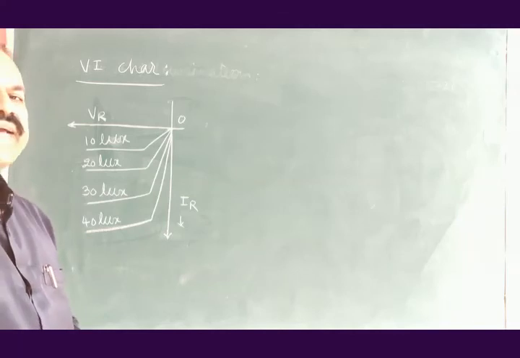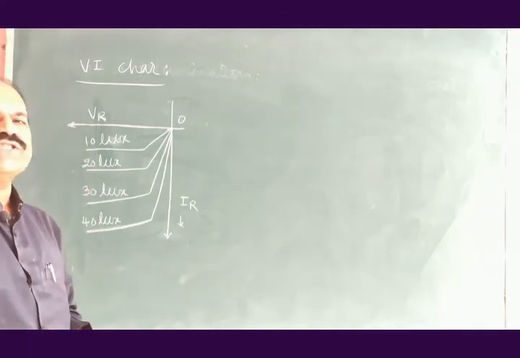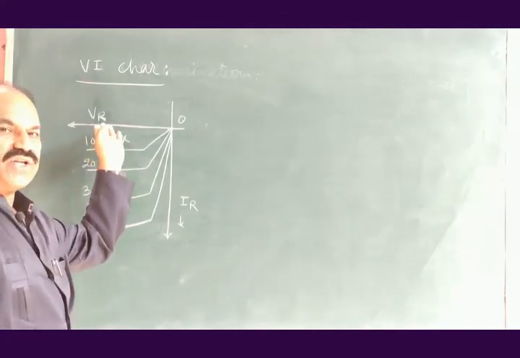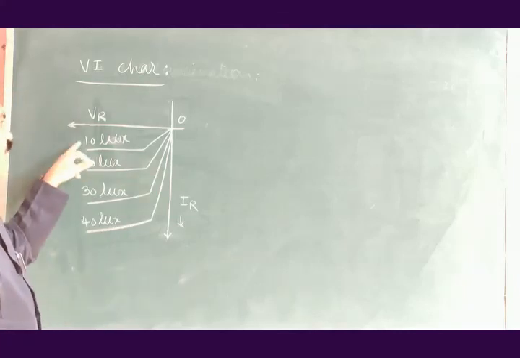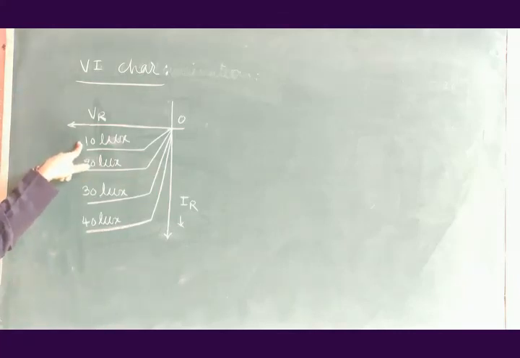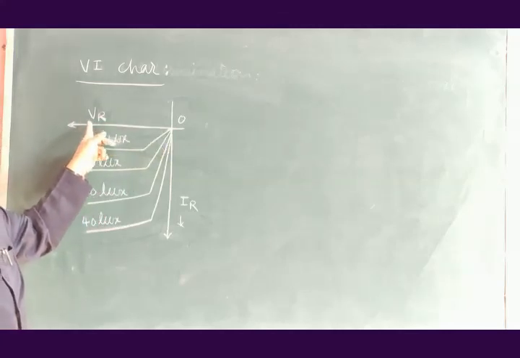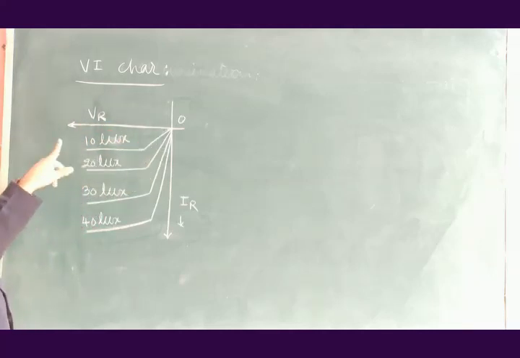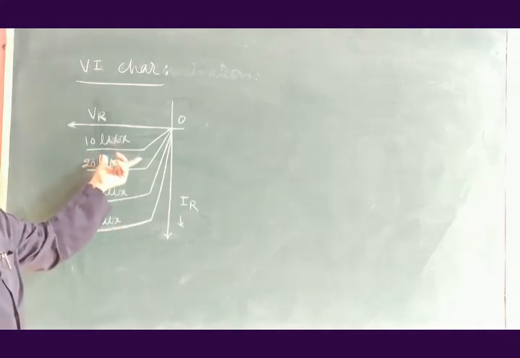So, VI characteristics of photodiode are plotted in this figure. The voltage is taken on the x-axis, current is taken on the y-axis. For this set, intensity of light is held constant at 10 lux. As VR is increased, current is increasing up to this limit. After that, it becomes constant. This corresponds to saturation current.